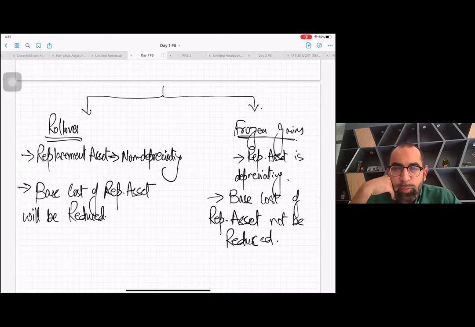One question, what if the useful life... it doesn't matter. Only you need to check the life of leasehold.